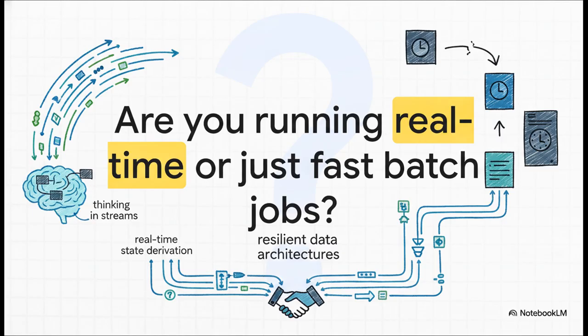So after journeying through transmitting logs, handling the strange relativity of event time, joining complex data streams, and ensuring idempotent fault tolerance, ask yourself, are your systems truly thinking in streams? Are you fully embracing immutable events and real-time state derivation? Or are you just running really fast batch jobs? Understanding these core concepts is absolutely the key to building the resilient, real-time data architectures of tomorrow.